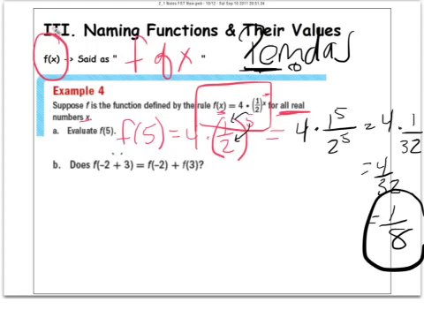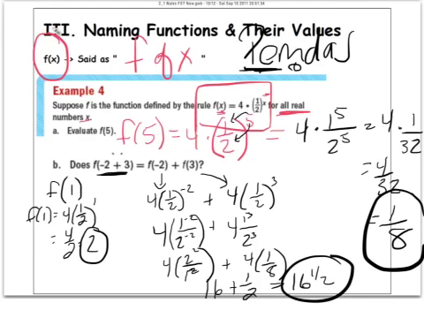Okay, part B is an interesting question. They want you to determine, is f of negative 2 plus 3 the same as f of negative 2 plus f of negative 3? Basically, can we distribute function notation? Is the big question. I want you to pause the video and just think about this for a second or two, and then when you're done, I'm going to pop the answer up and you're going to see if they are equal or if they're different. So go ahead, pause it and think about this for a second.